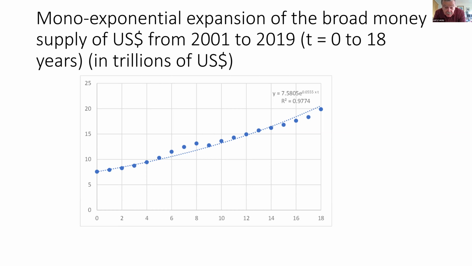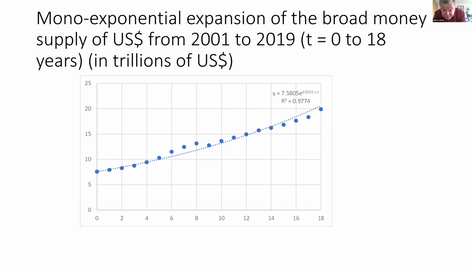What you'll see in the dotted line is a mono-exponential fit to it, and you can see the coefficient of determination is about 98%, so it's a pretty reasonable fit. Notwithstanding this major dislocation to the world economy, there's approximately an exponential increase in the money supply over that time period. And the key number there is 0.0555. That is the rate constant.